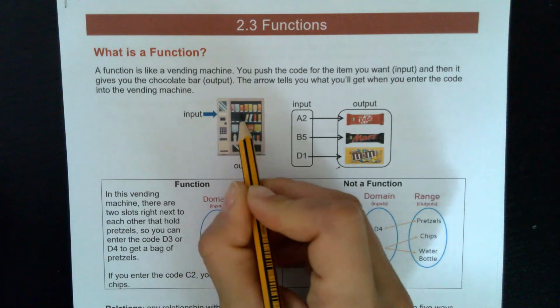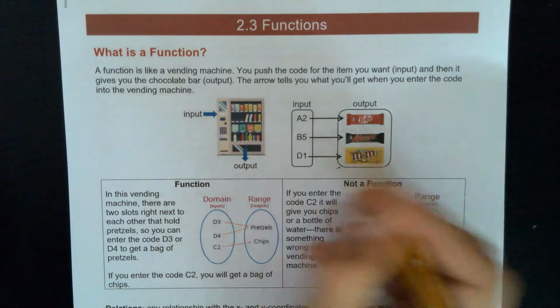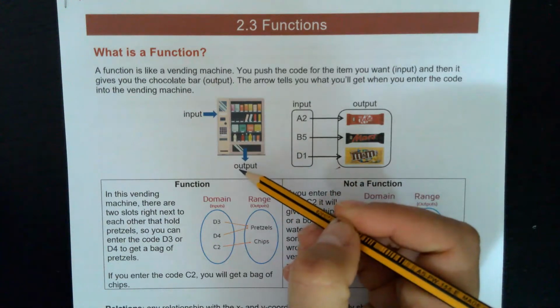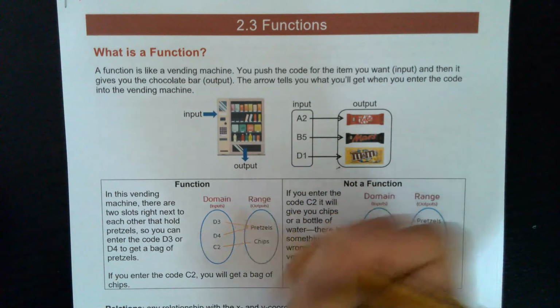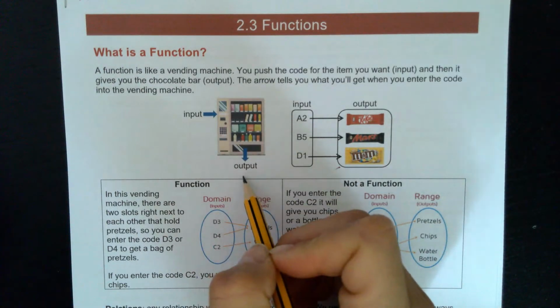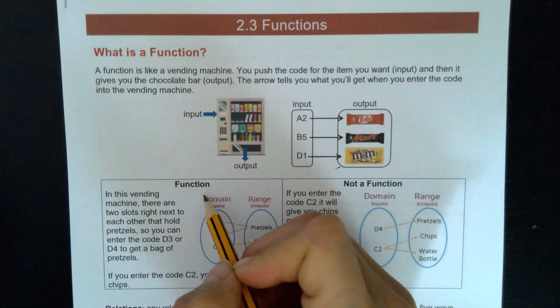You put that into the machine. And then when something comes out, like a Kit Kat, Mars bar, or M&Ms, that's your output, okay? So functions are just like that. You push the buttons and one thing comes out. That's what a function looks like.